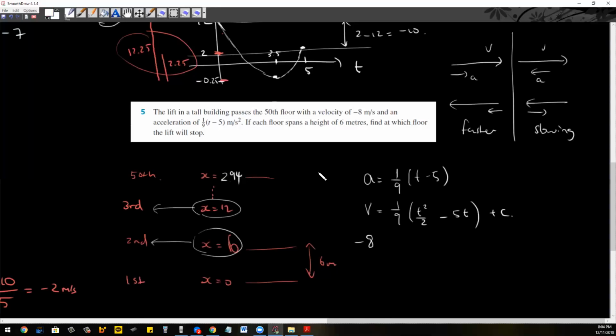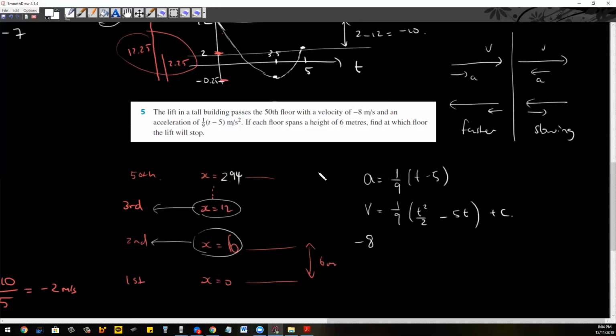I have the answer written down. It's just so messy. Acceleration equals t minus 5 over 9, that was just expanded. Therefore, velocity equals t squared over 18 minus 5t over 9 plus c. And then it says that c was found by equating it to -8. So therefore c equals -8. Yeah, I don't get that. How do you know that's a turning point?